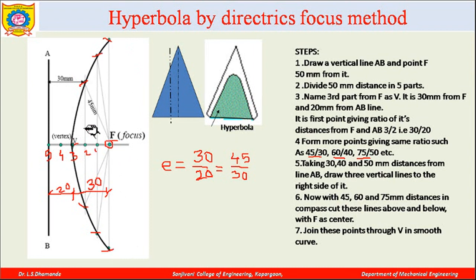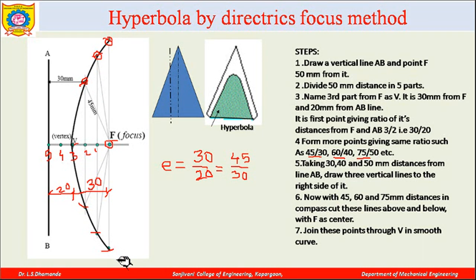So these intersecting points of the vertical lines and these distances from F will give us these different points. These points are actually lying on a hyperbola. So if I join all these points by using a French curve, I will get this hyperbolic curve.